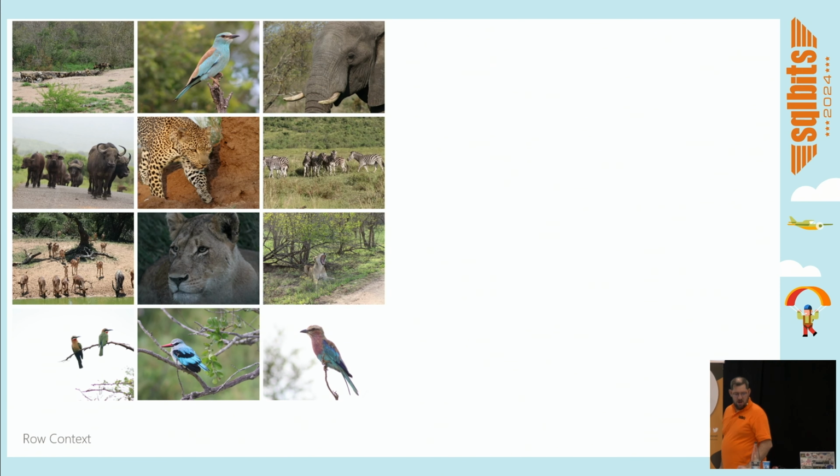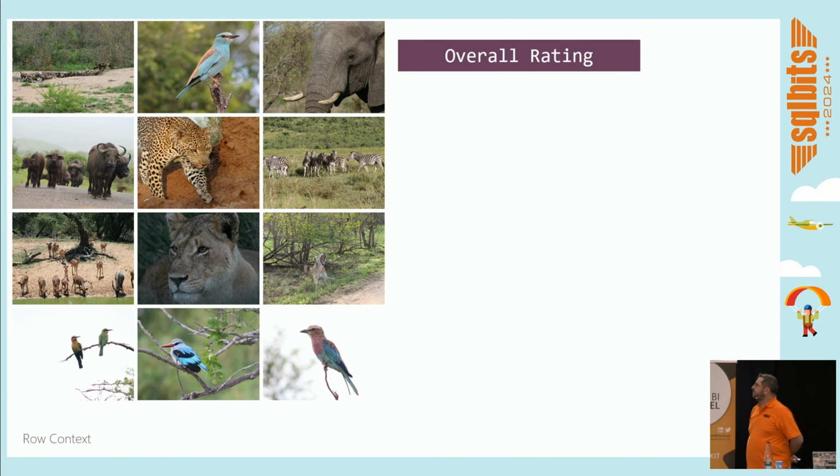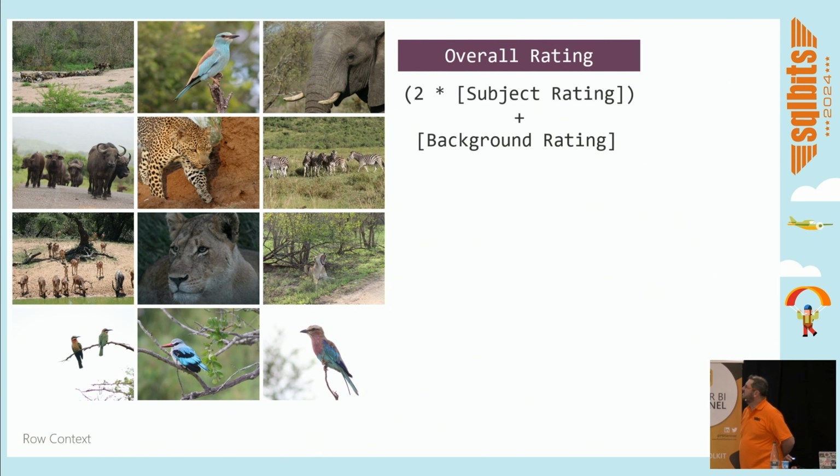Okay, row context. Well, before we talk about row context, let's talk about something that doesn't work. If we want to create some sort of measure for our photographs where we get an overall photograph rating, and it's 2 times the subject rating plus the background rating, something like that. It's this weird calculation that we're doing.